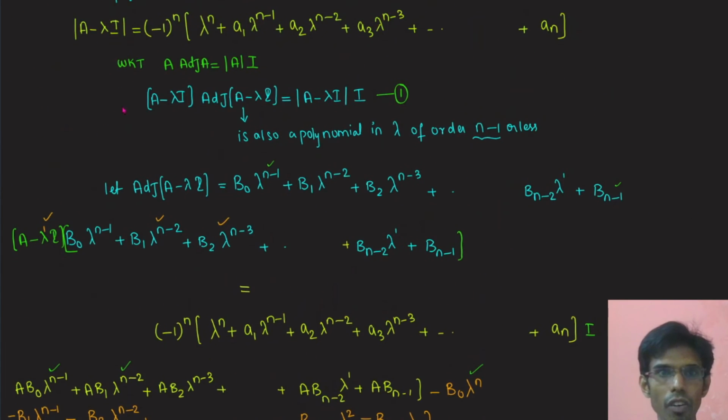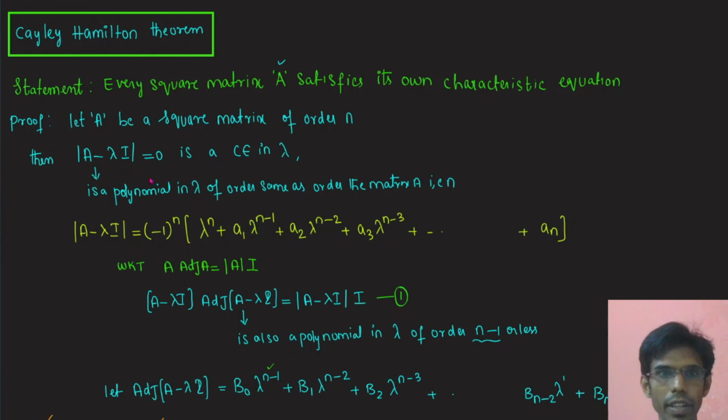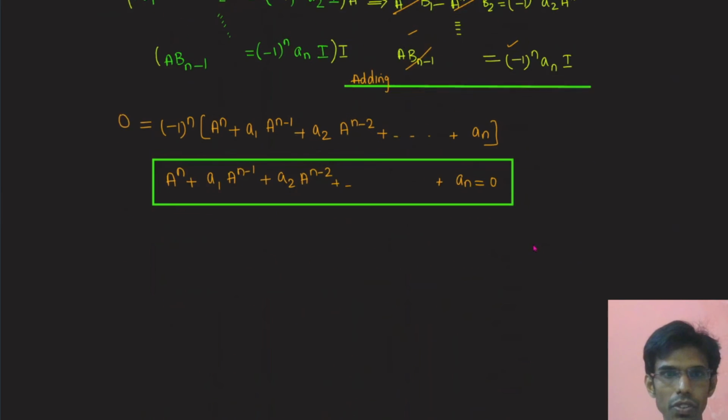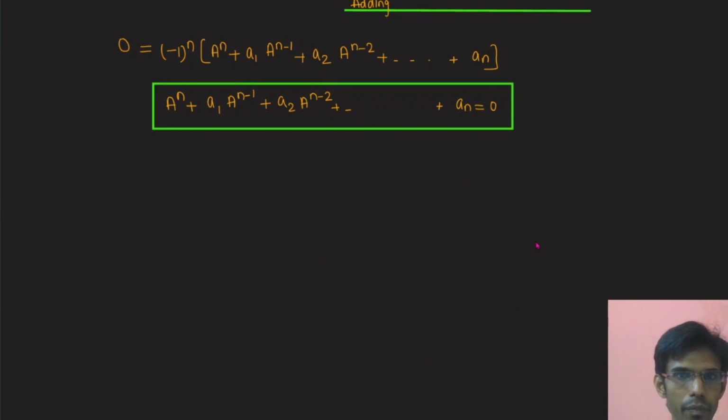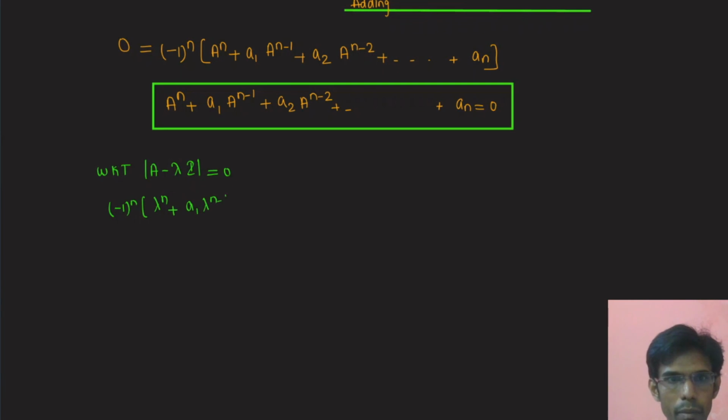the characteristic equation. See here, we have the determinant of A minus lambda I equal to 0. So that value is this. We know that the determinant of A minus lambda I is equal to 0. We have taken this determinant as (-1)^n into lambda^n plus a1 lambda^(n-1) plus a2 lambda^(n-2) and so on up to a_n equal to 0.